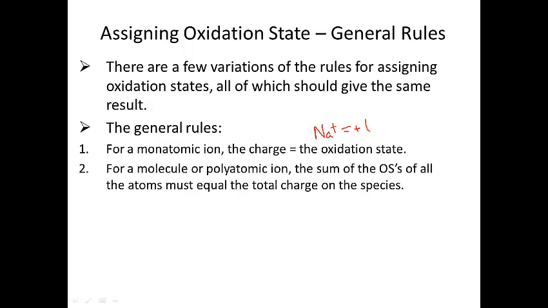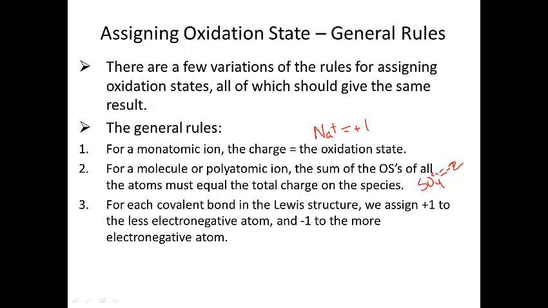For a molecule or a polyatomic ion, the sum of the oxidation states of all the atoms must equal the total charge. So throw out a polyatomic ion. SO4. So SO4, all of them have to equal -2. When you add them all up, they have to equal -2. The question is, isn't SO4 just charged? Yes. So SO4, really SO4 2- is what I should say, is equal to -2. So the sum of all these is going to be -2. And I'll show you how to do that in a minute.